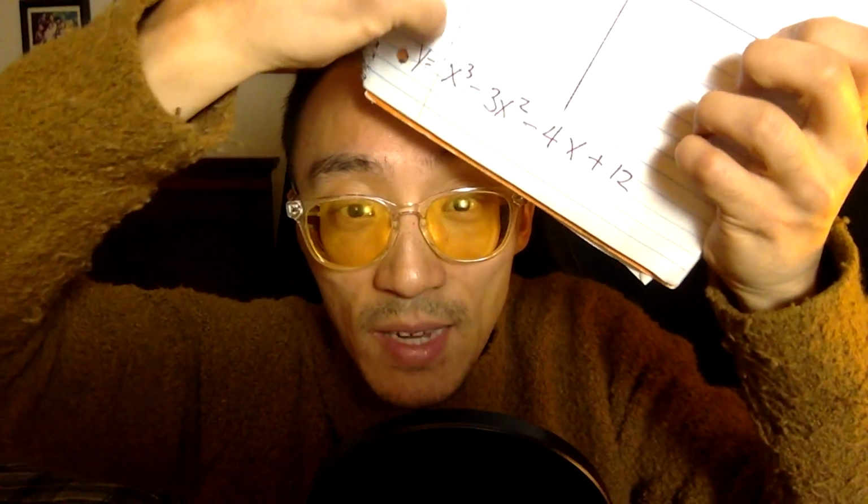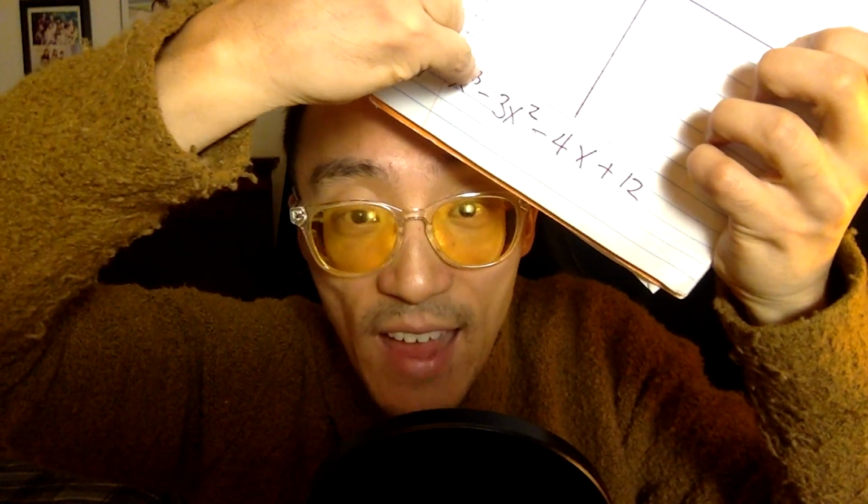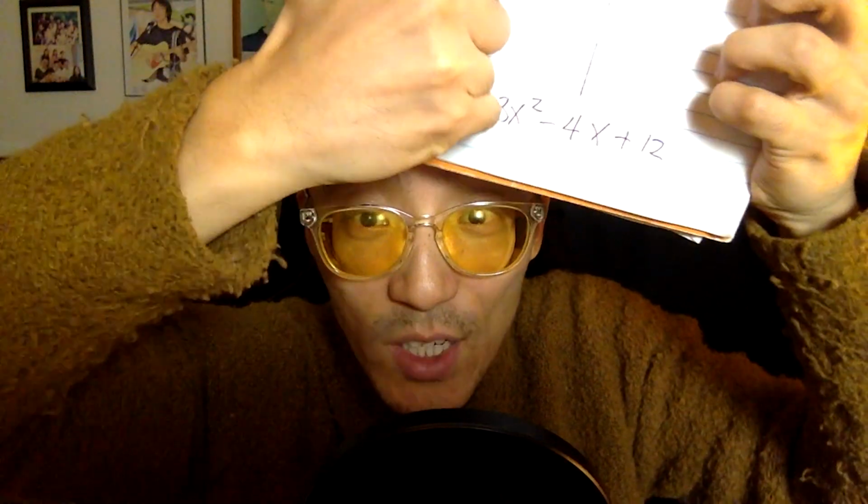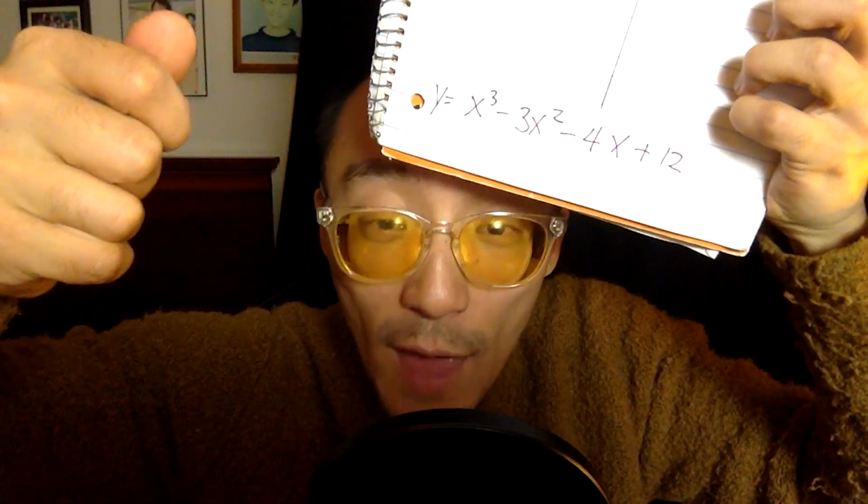How do you factor a cubic polynomial? For example, look at this intimidating one: y equals x to the third minus 3x squared minus 4x plus 12. How do you factor this?